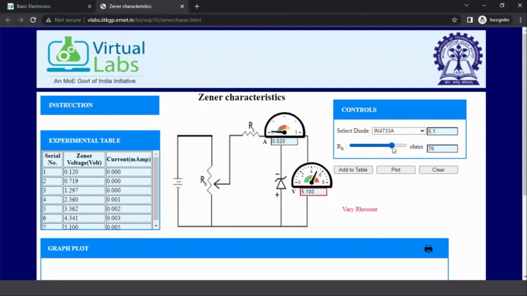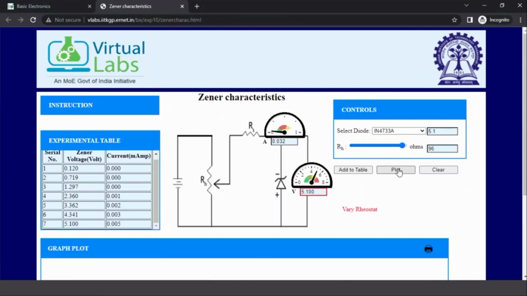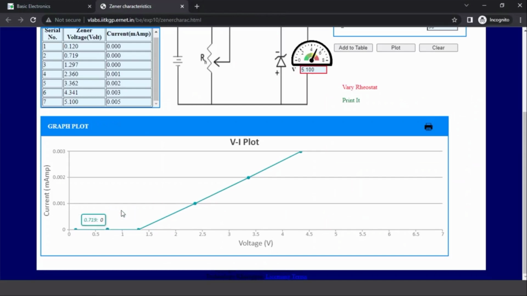So you can see I have taken so many points here. You can take more points to get a better graph. Okay, so we have taken all these values, and once you get this observation table, click on plot and you will be able to get a plot here. Basically this is current versus voltage, and this is plotted in the forward bias, you can see here in the first quadrant, but you have to plot it in the fourth quadrant. So current and voltage in the fourth quadrant.